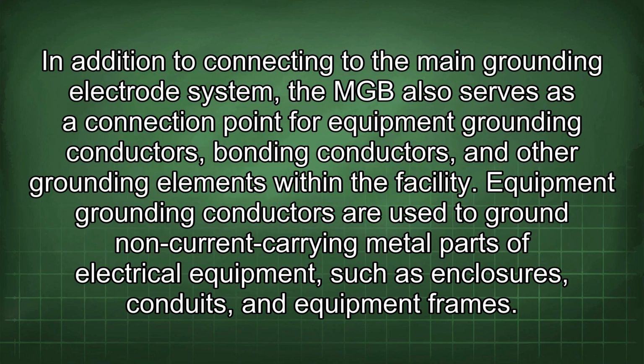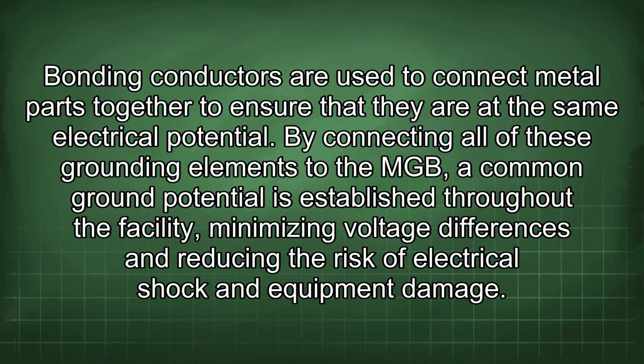In addition to connecting to the main grounding electrode system, the MGB also serves as a connection point for equipment grounding conductors, bonding conductors, and other grounding elements within the facility. Equipment grounding conductors are used to ground non-current carrying metal parts of electrical equipment, such as enclosures, conduits, and equipment frames. Bonding conductors are used to connect metal parts together to ensure that they are at the same electrical potential. By connecting all of these grounding elements to the MGB, a common ground potential is established throughout the facility, minimizing voltage differences and reducing the risk of electrical shock and equipment damage.